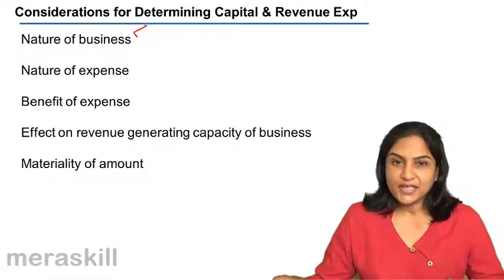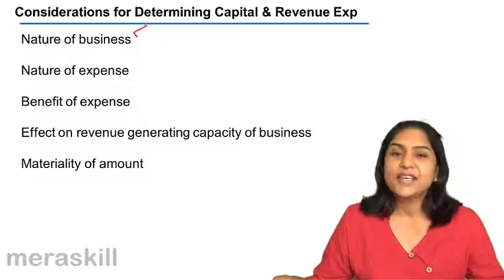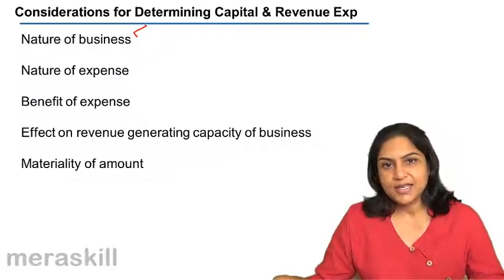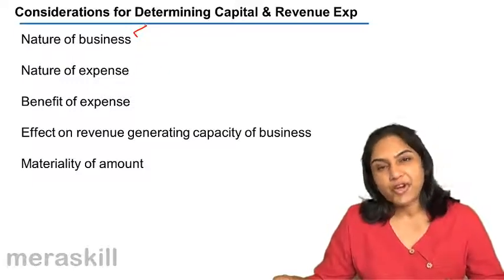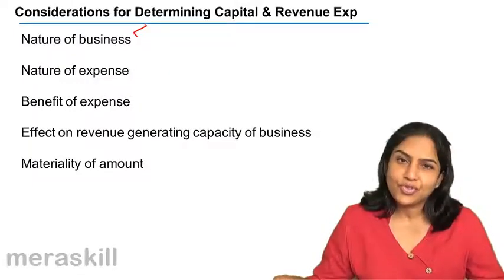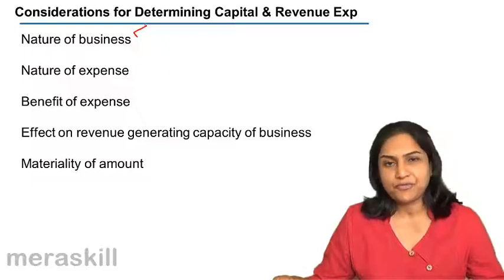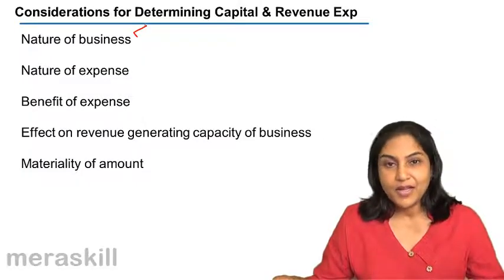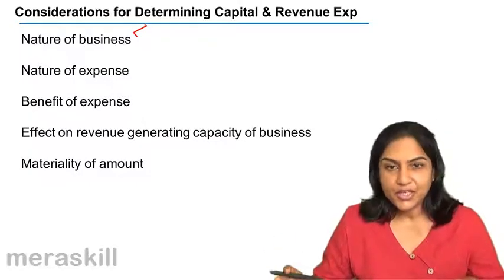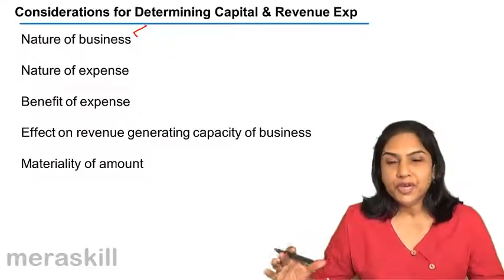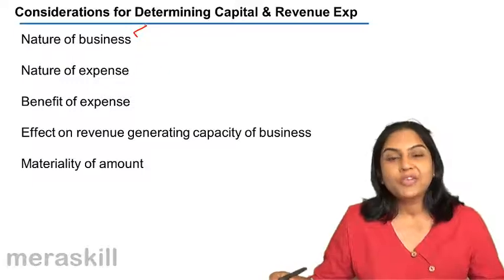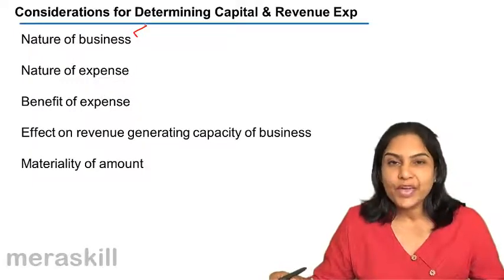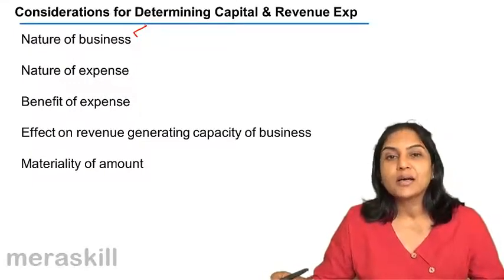Another person, let us say, is a trader in textiles. This trader in textiles buys furniture for his office. He intends to use this furniture over the next five years. The same item, that is furniture, in the books of the furniture trader, the furniture which he has bought to sell would be treated as a revenue expenditure. We would call it purchases.